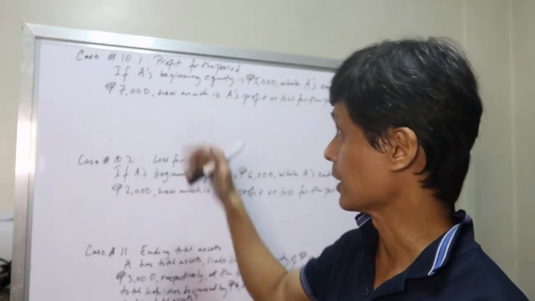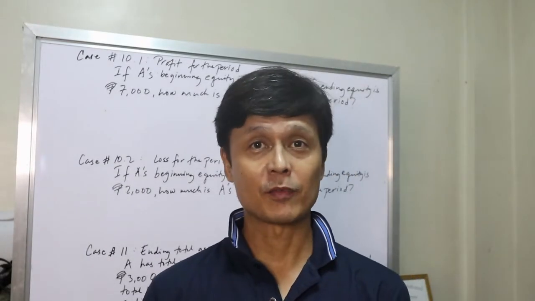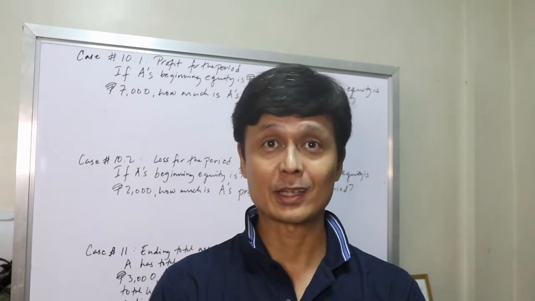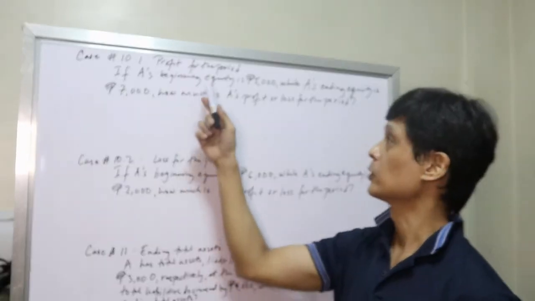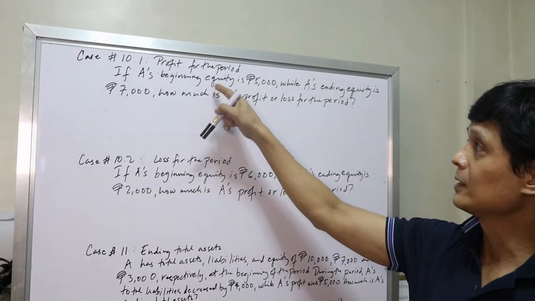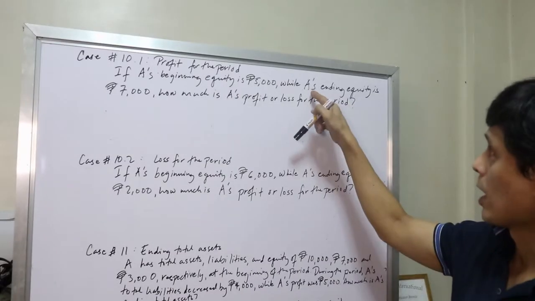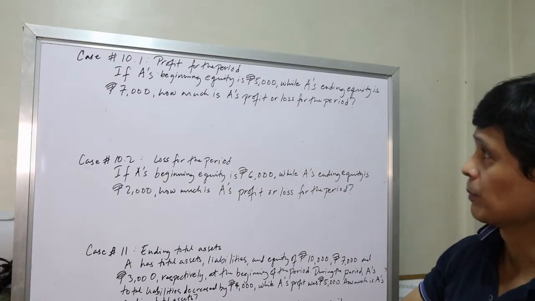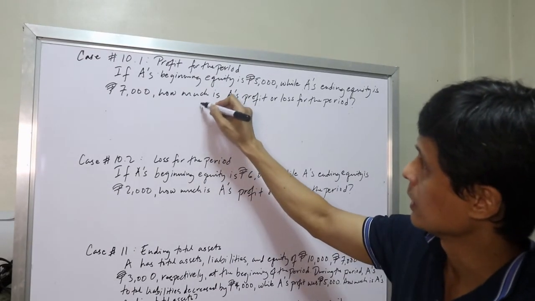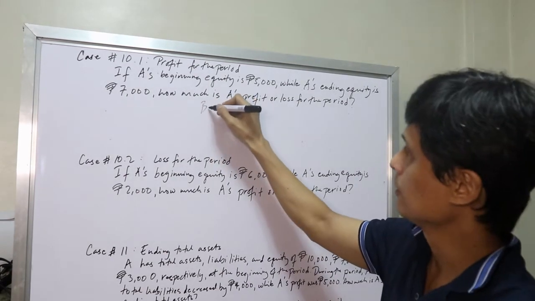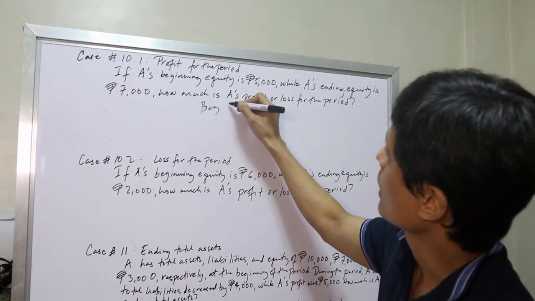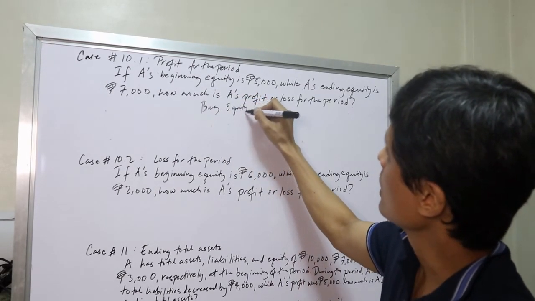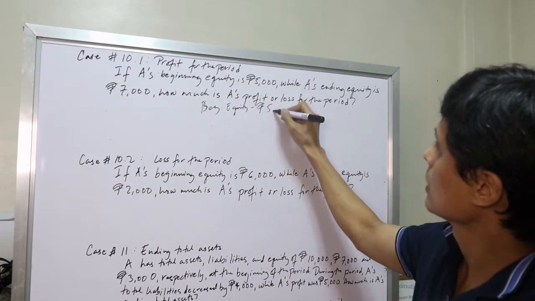Okay, we'll take up some examples again of the profit and losses, kung paano it affects yung total equation. Now this time we have case number 10.1. So profit for the period. So if A's beginning equity is 5,000 while A's ending equity is 7,000, how much is A's profit or loss for the period? So ilalagay lang natin dito, this one is the beginning capital or beginning equity. Beginning equity of A is 5,000 pesos.